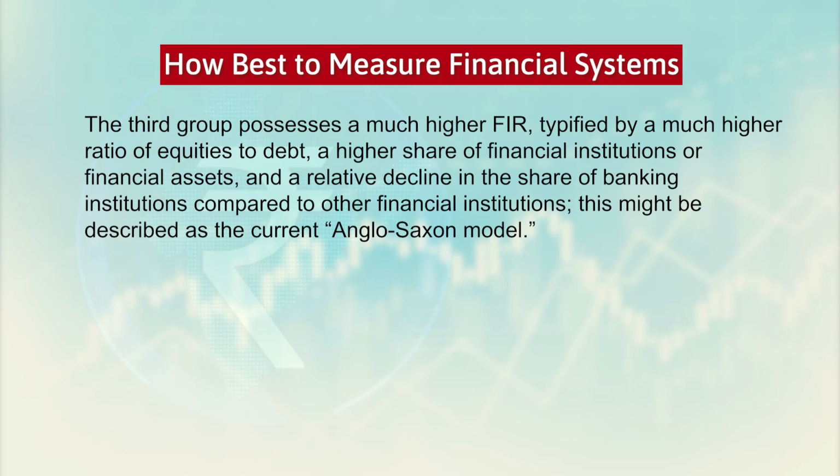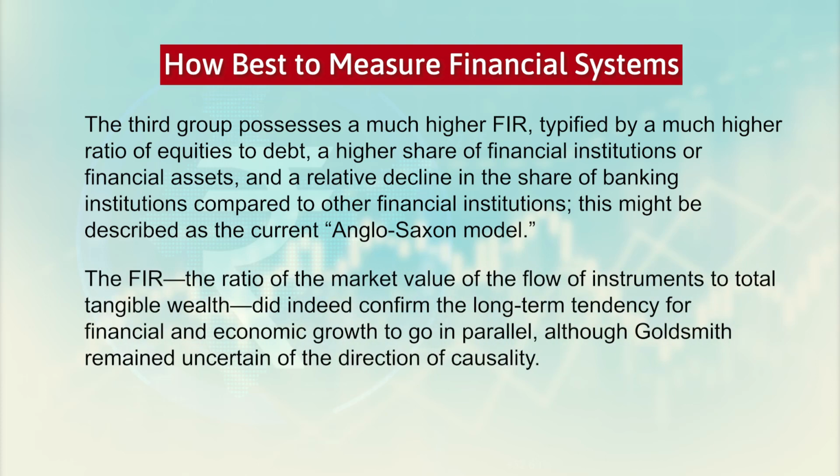Basically, they possess a very high FIR, typified by a much higher ratio of equities to debt, a higher share of financial institutions or financial assets, and a relative decline in the share of banking institutions compared to other financial institutions. This might be described as the current Anglo-Saxon model. The FIR, that is the ratio of the market value of the flow of instruments to the total tangible wealth, did indeed confirm the long-term tendency for financial and economic growth to go in parallel, although Goldsmith remained uncertain of the direction of causality.